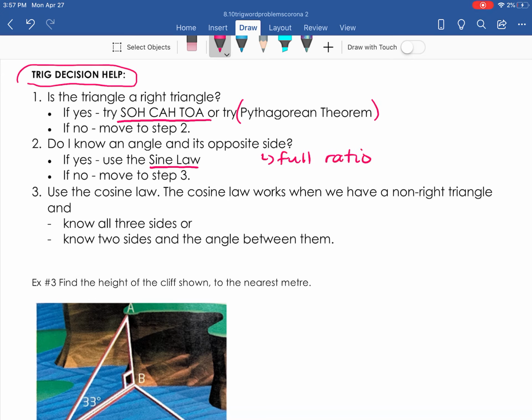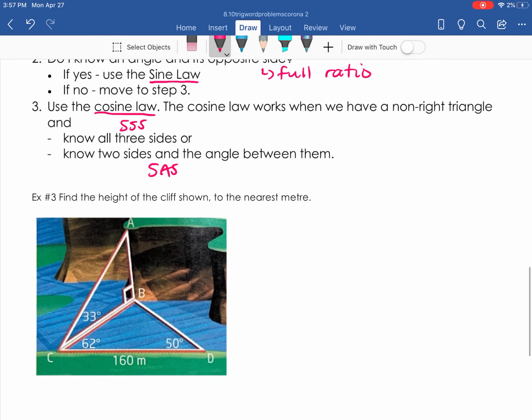But then if not, you have side, side, side, or two sides and the angle between them, which is side angle side. Okay, and that's cosine law. So now we have a few tools in our toolbox here to help us out. Okay, this triangle is already labeled, but that's no big deal.